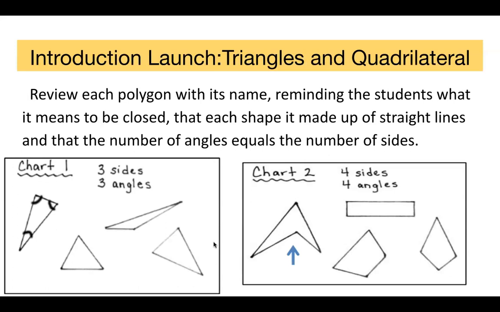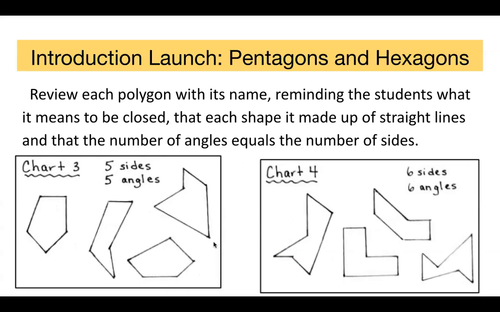So we have the charts, triangles and quadrilaterals. You're going to review each name, reminding our students what it means to be closed, and that each shape is made up of straight lines, and that the number of angles equals the number of sides. Same thing for our pentagons and hexagons.